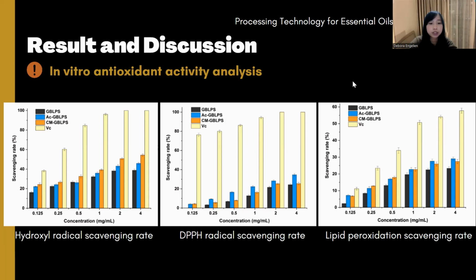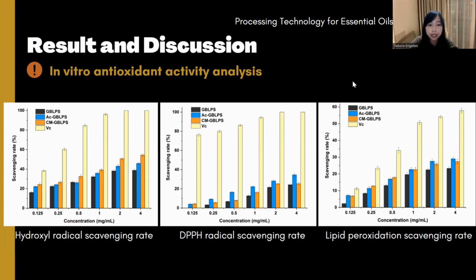However, in the solubility experiment, ACGBLPS showed better solubility than CMGBLPS, indicating that the acetylation modified polysaccharide had more hydrophilic hydroxyl groups exposed. The first mechanism played a decisive role in these experiments. Overall, both carboxymethylation modification and acetylation modification were effective in enhancing the hydroxyl radical scavenging activity of GBLPS.